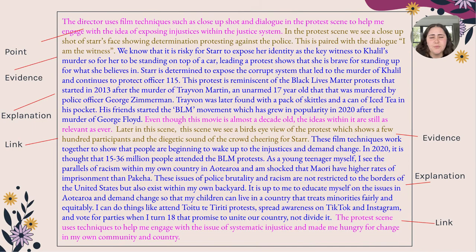Star is determined to expose the corrupt system that led to the murder of Khalil and continues to protect Officer 115. This protest is reminiscent of the Black Lives Matter protest that started in 2013 after the murder of Trayvon Martin, an unarmed 17-year-old that was murdered by police officer George Zimmerman. Trayvon was later found with a pack of Skittles and a can of iced tea in his pocket. His friends started the Black Lives Matter movement, which grew in popularity in 2020 after the murder of George Floyd.